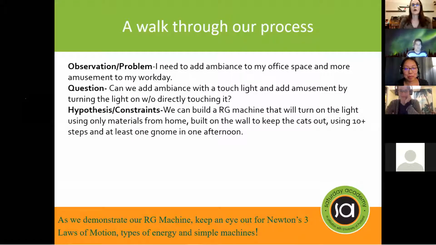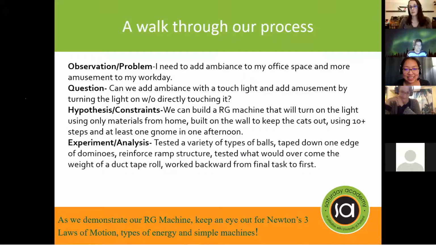This led to our hypothesis, which had some constraints. So our hypothesis is that we can build a Rube Goldberg machine that will turn on the light using only materials from home, built on the wall to keep our 2 cats out because they're very curious, using 10 plus steps, at least 1 gnome, that's for you, Jackie, and our time frame was to build it in 1 afternoon.